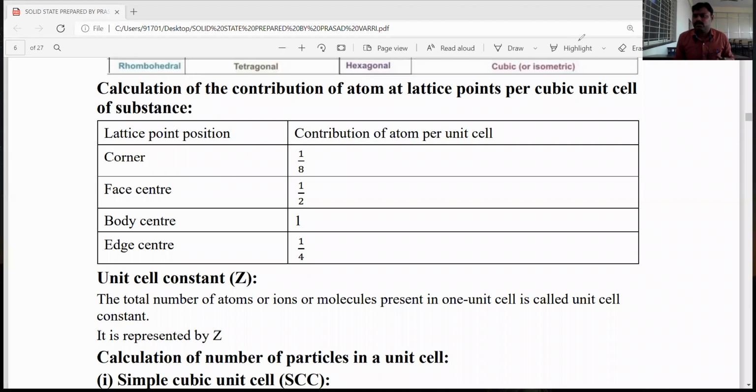Okay. So this is about the types of crystal systems and Bravais lattices, the relation between their edge lengths and axial angles, and examples we discussed in the last class. Okay, dear students, continuing from that, in today's class we need to discuss the calculation of the contribution of atoms, particles or molecules present at lattice points per cubic unit cell.